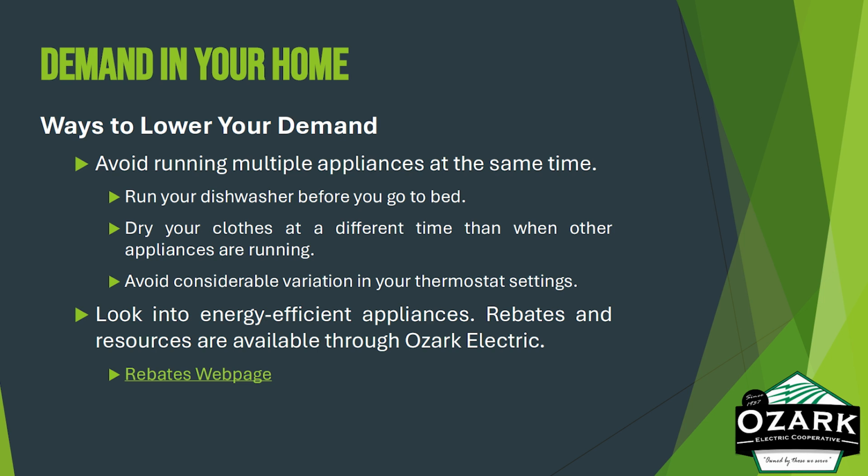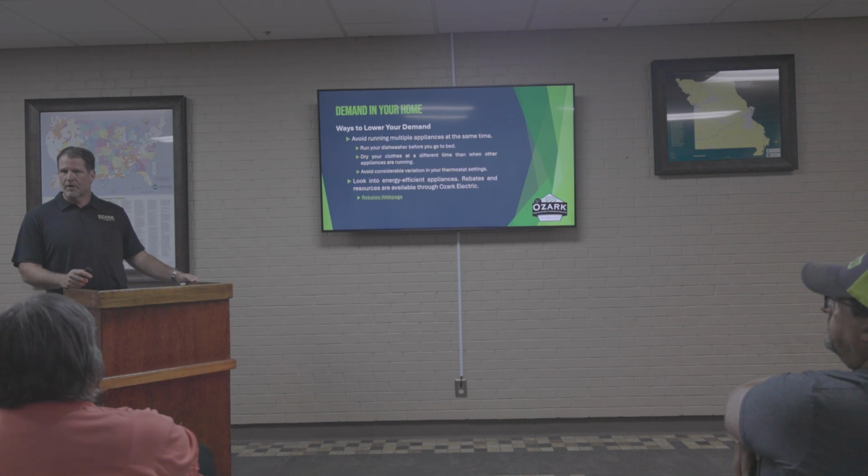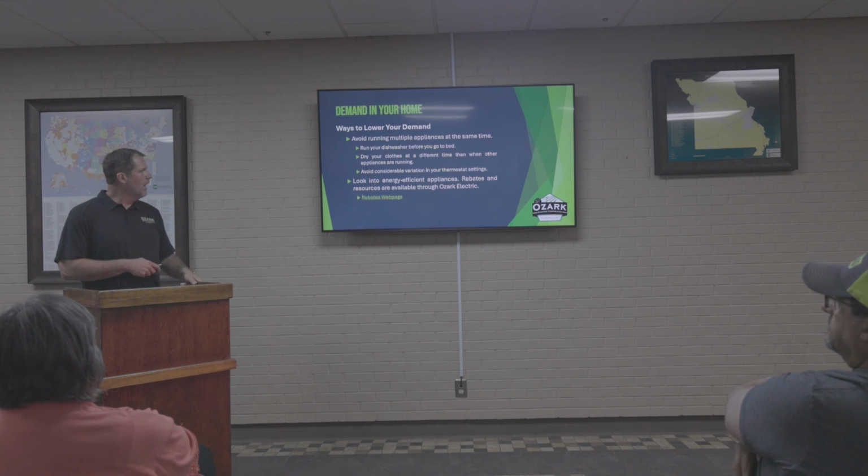Avoid considerable variation in your thermostat. If you're somebody that turns that thermostat up to 84 when you leave the house and then turn it back down to 72, it takes a long time for it to catch up. It has to get the humidity out of your home and different things like that. So that may not be advantageous if you can keep the thermostat a little bit closer to your comfort level.